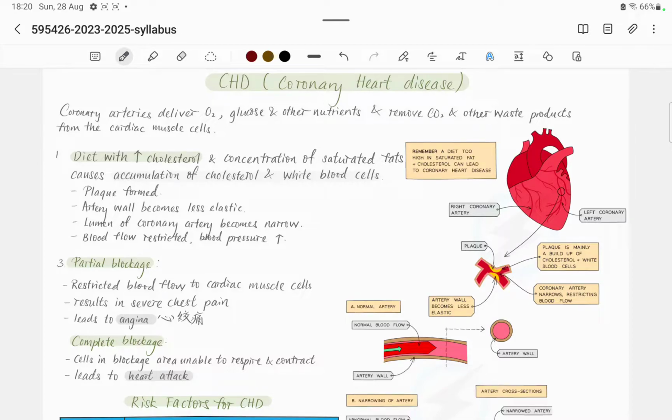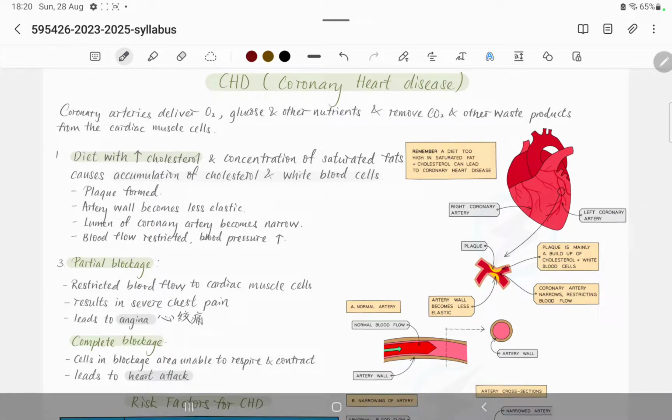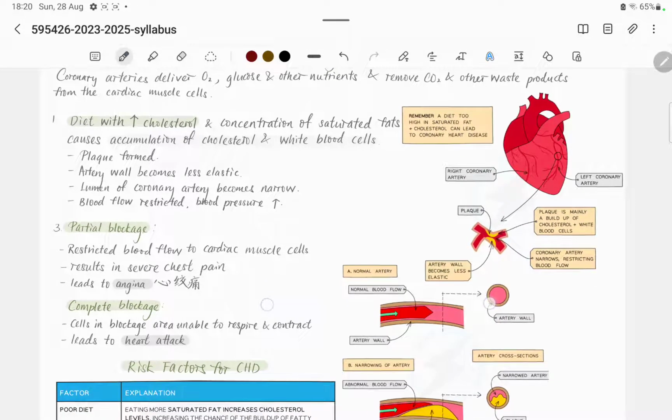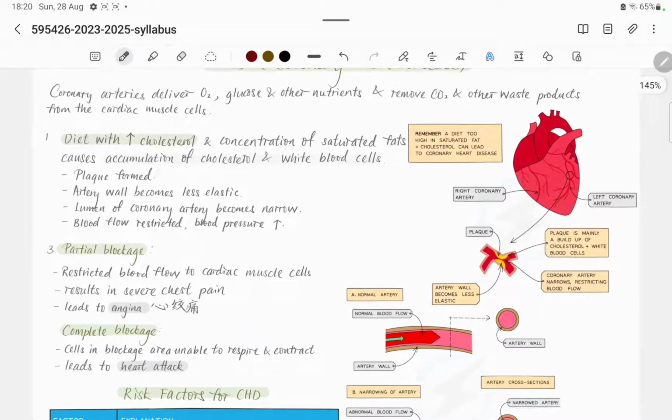So coronary arteries actually deliver oxygen, glucose and other nutrients to the heart and remove carbon dioxide and waste products from the cardiac muscle cells. Cardiac muscle cells means the heart muscle cells. So this one, a diet with high cholesterol and a high concentration of saturated fats causes accumulation of cholesterol and white blood cells.